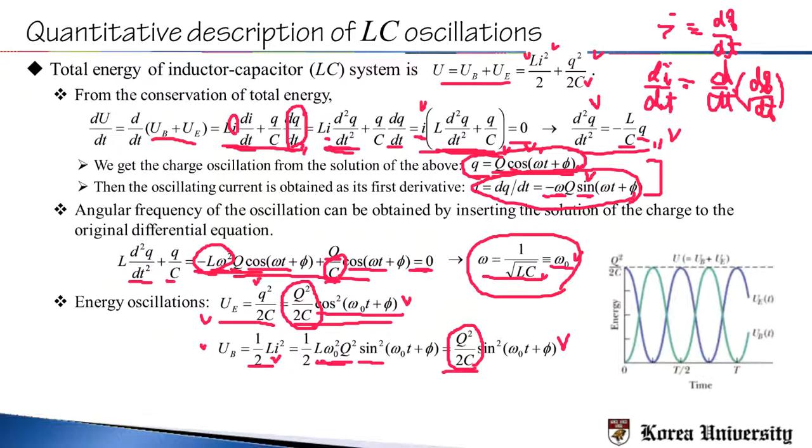So they oscillate at the same frequency, and their maximum values are the same, and their minimum values are the same. But the important thing is that when the electric energy is maximum, the magnetic energy will be minimum, and when the electric energy is minimum, the magnetic energy will be maximum. And this is how we can draw the graph of how these two energies change as a function of time.